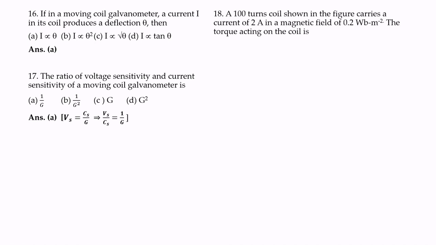Question number 18. A 100-turn coil shown in the figure carries a current of 2 amps in a magnetic field of 0.2 webers per meter square. The torque acting on the coil is?